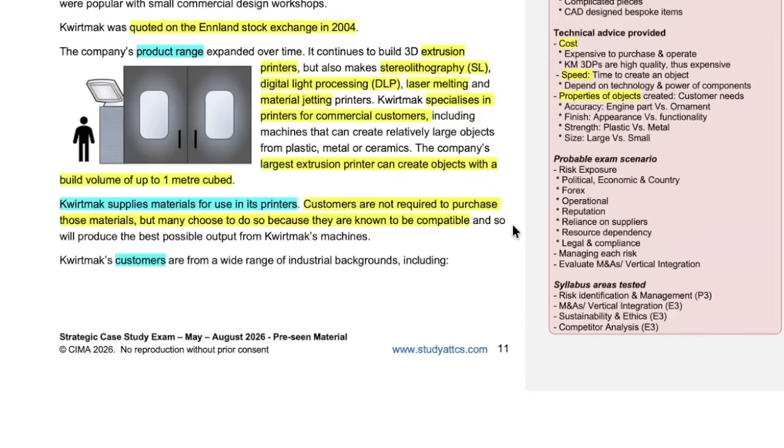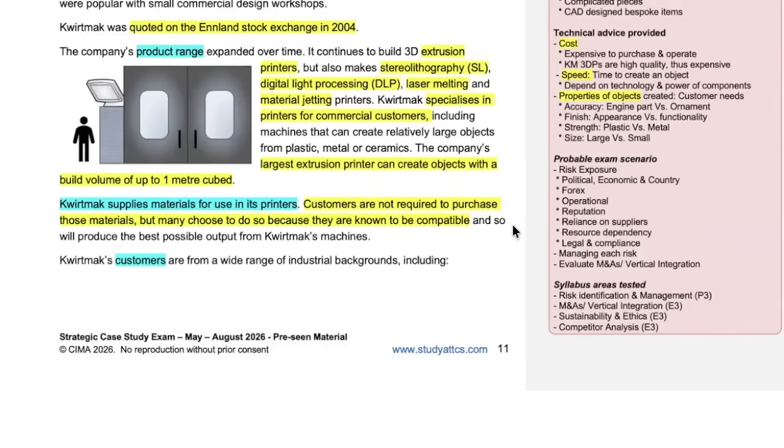So this exposes us to legal and compliance risks. And at the exam, your knowledge concerning the identification of these various different types of risks, as well as how to manage each type of risk, will be tested. Because when it comes to managing risks, you need to stick to a 3-step approach as per what we have learned under your P3 syllabus.